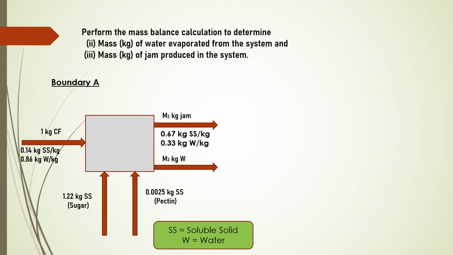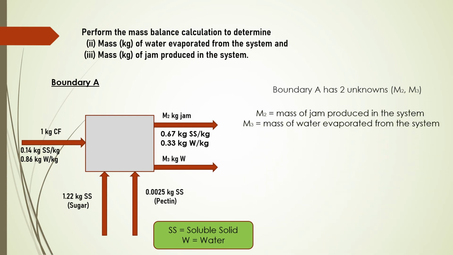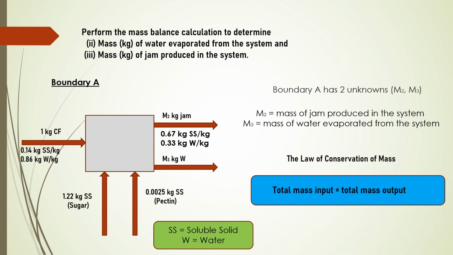Perform the mass balance calculation to determine mass of water evaporated from the system and mass of jam produced in the system. To solve the question, the boundary A with its overall system is used. In boundary A, there are two unknowns which are M2 and M3. M2 is mass of jam produced, while M3 is mass of water evaporated. The law of conservation of mass is used. Therefore, the total mass input is equal to total mass output.